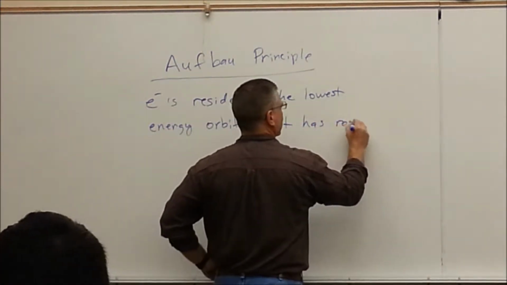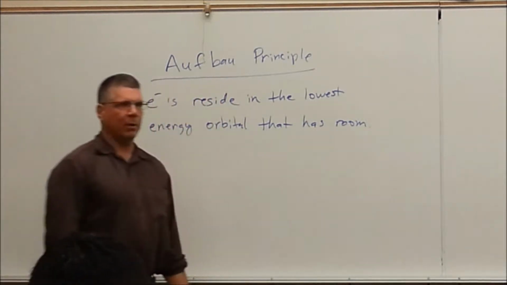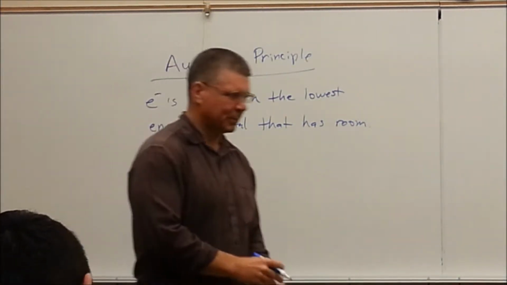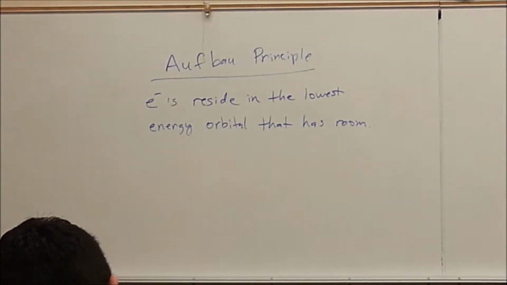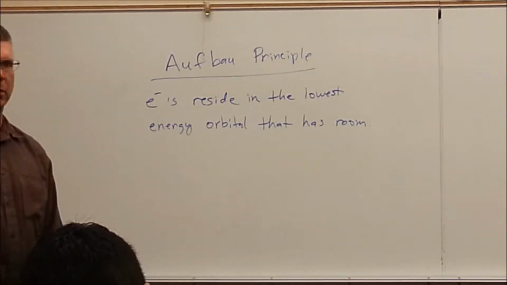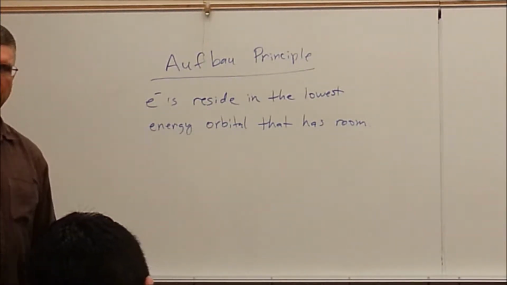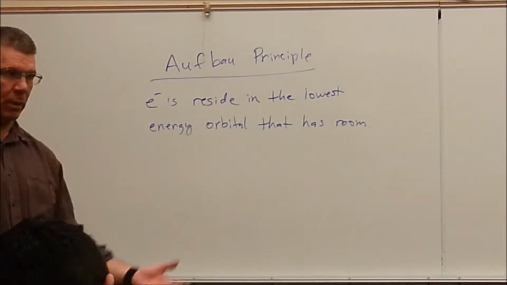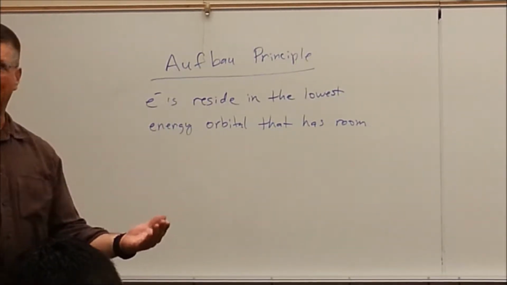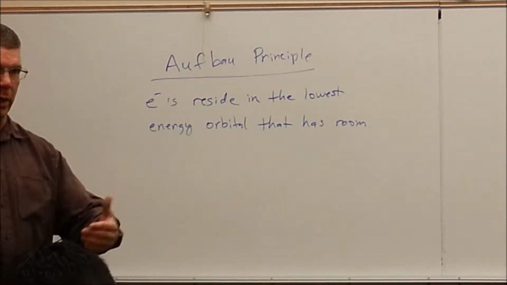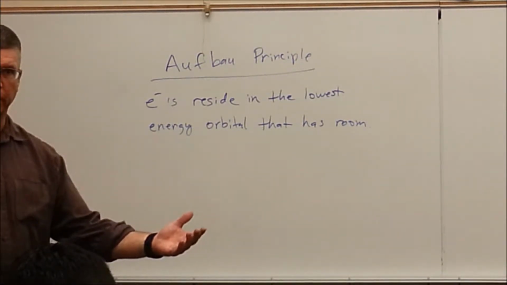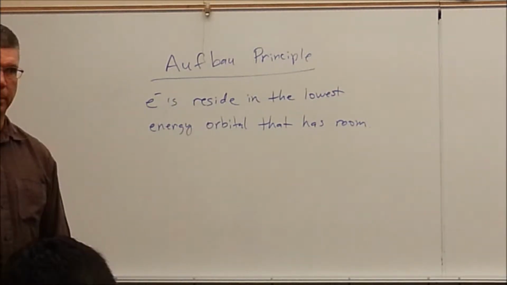This is basically what the Aufbau principle says. The electrons in an atom will reside in the lowest energy orbital that has room. Now that we know about the Pauli exclusion rule, we know that it has room if there's less than 2 electrons in it. But if there are 2 electrons in an orbital, then there's no room for any more.